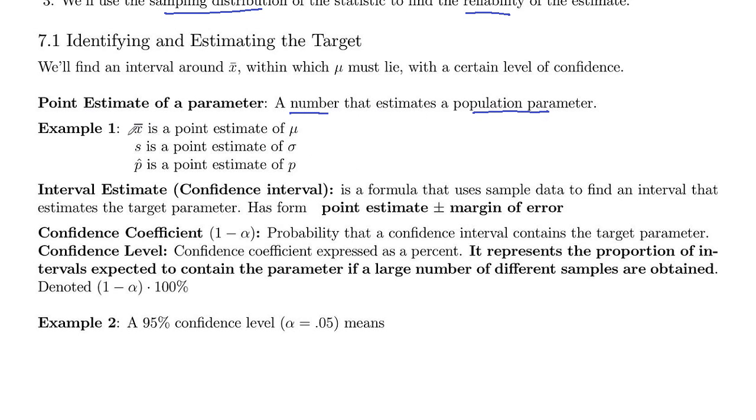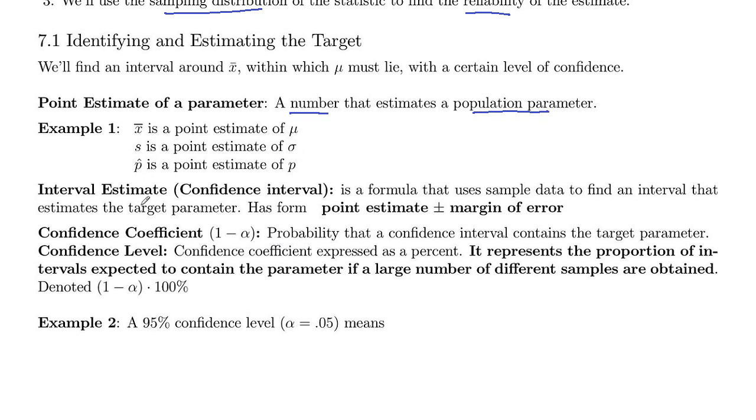So for example, x bar is a point estimate of mu, sample mean of population mean. Sample standard deviation S is a point estimate of the population standard deviation sigma. And then p hat, the sample proportion, is a point estimate of the population proportion p.